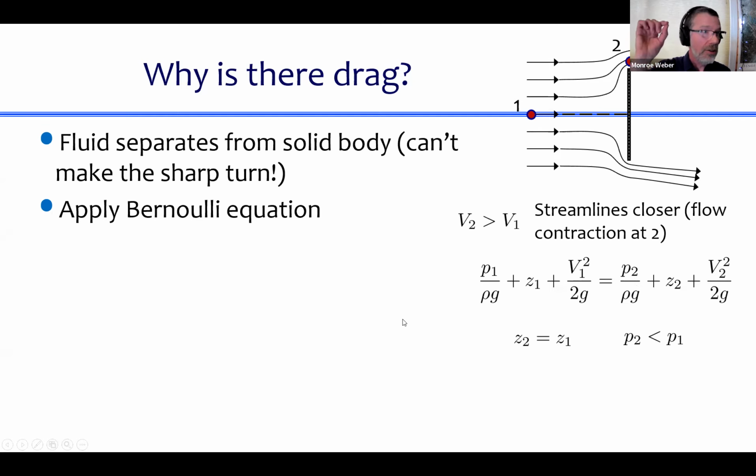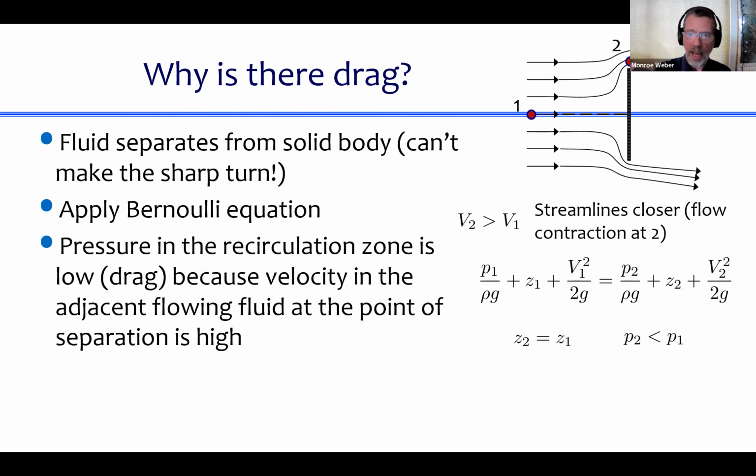So P2 in the streamlines at the point of separation is low. And if you just travel a tiny bit across the streamline into the wake, your pressure is not going to change significantly. And so the pressure in the wake is also low. I don't know if you found that interesting or not, but it's kind of powerful.